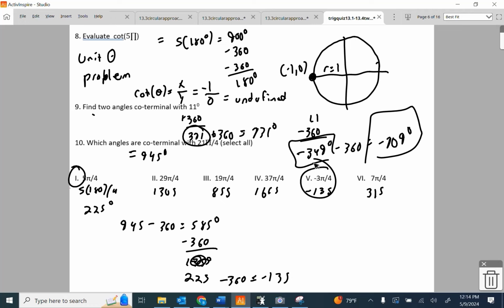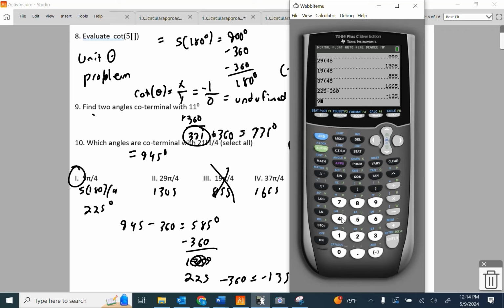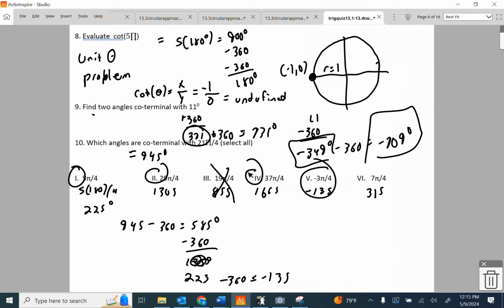Now, I know that I'm not this one, but maybe I'm one of these two. So I started with 945. And if I add 360, I have 1,305. And if I add 360 again, I think I've got the other choice. 1665. There you go. There were three of them, four of them.